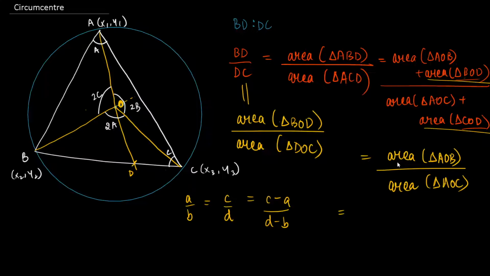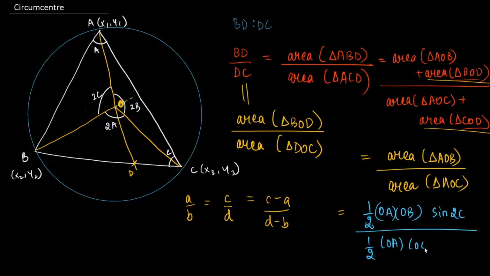And what else? We can write the area of triangle AOB as half times OA times OB times the included angle, so that's the sine of 2C, divided by half of AOC, which gives you OA OC sine of 2B. Now the halves get cancelled out, OA gets cancelled out, and OB and OC are the same. That's the first point that we noted, since it's just the radius of the circle.